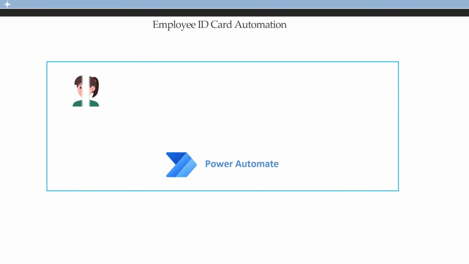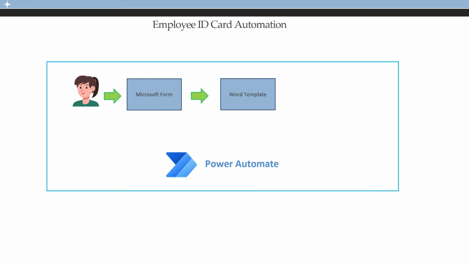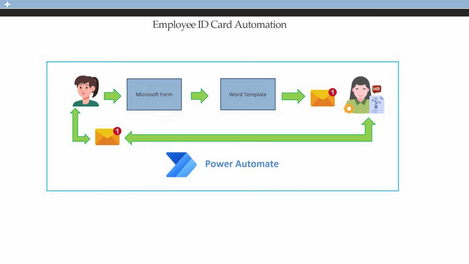So we will start by capturing the employee details using Microsoft Forms. Next, Power Automate takes care. It picks up the form response and fills a Word template with the employee information and his photo. Finally, the completed ID card is emailed to HR and ready for printing. We also send a copy of the ID card to the employee as well.